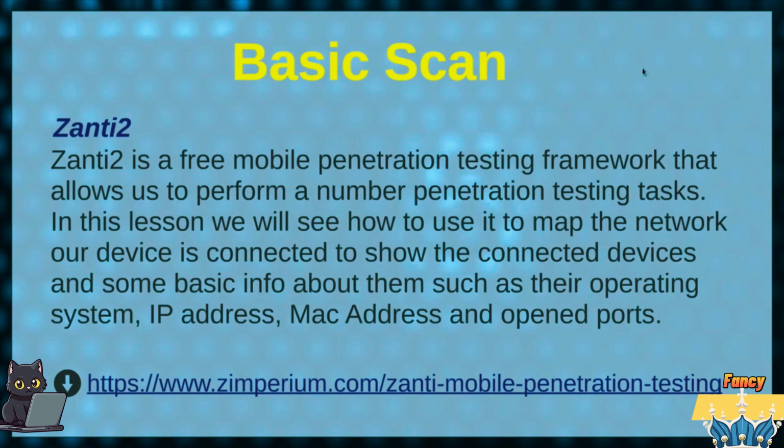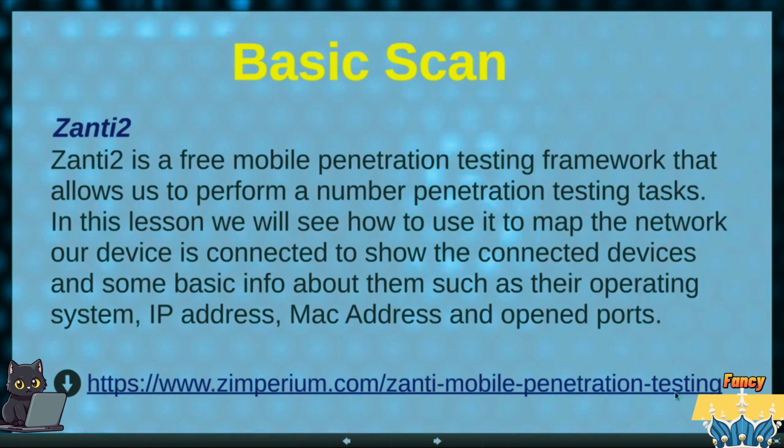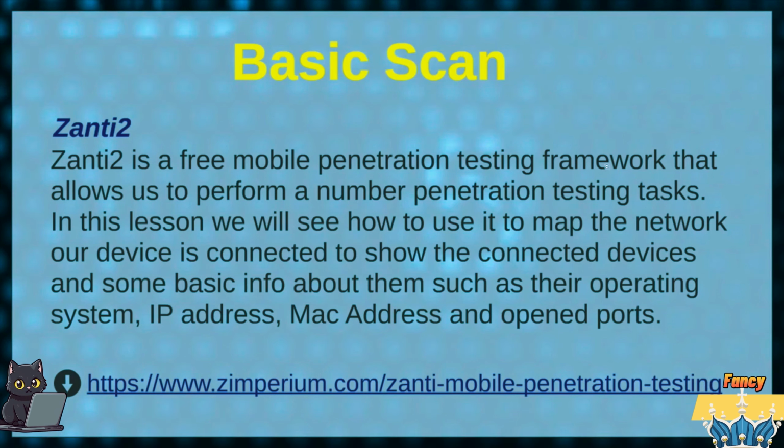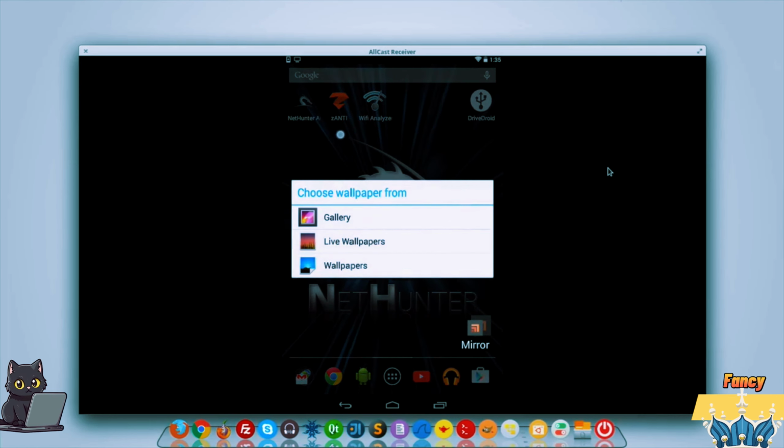So Zanti is not available on the App Store, so you can download it from the following link. All you have to do is just download it, tap it, and install it. So make sure you download this link from your mobile device or from your tablet. Now, once you download Zanti, it's going to look like this. So I'm just going to tap on it.